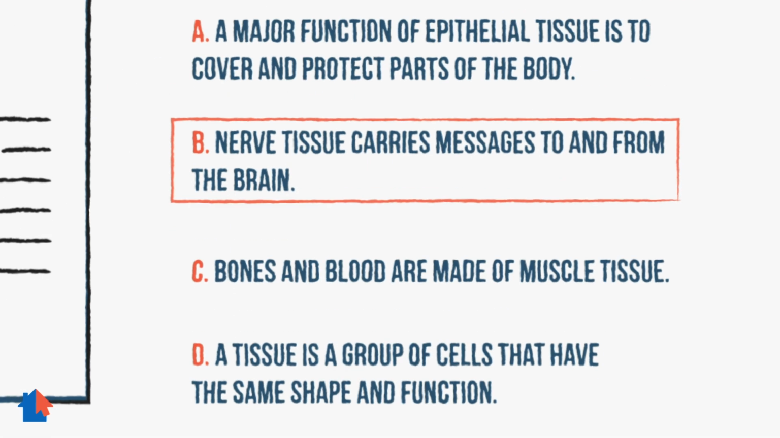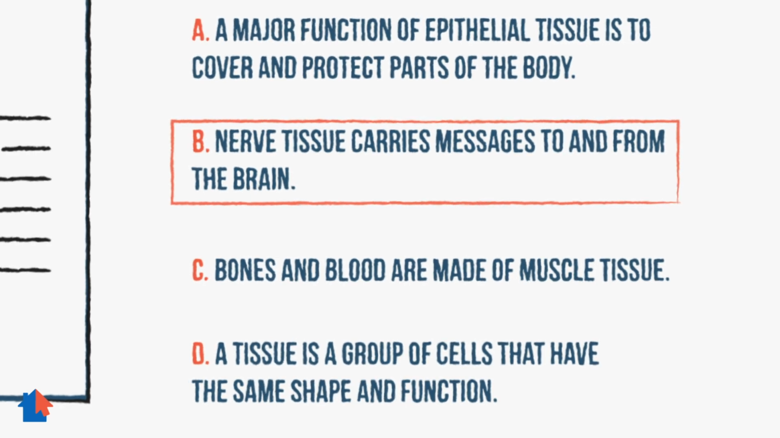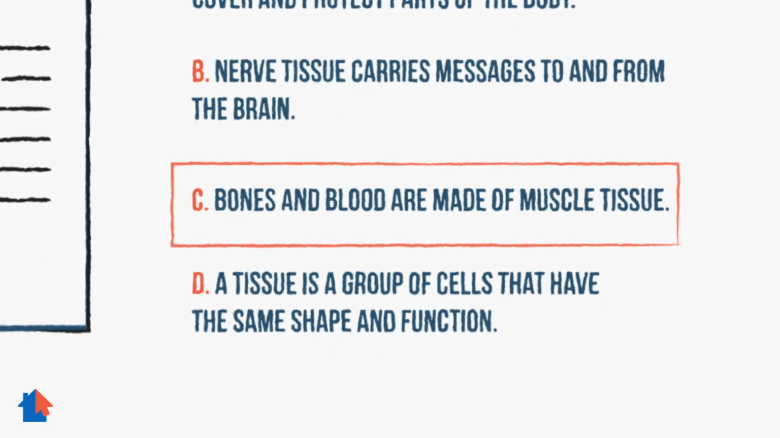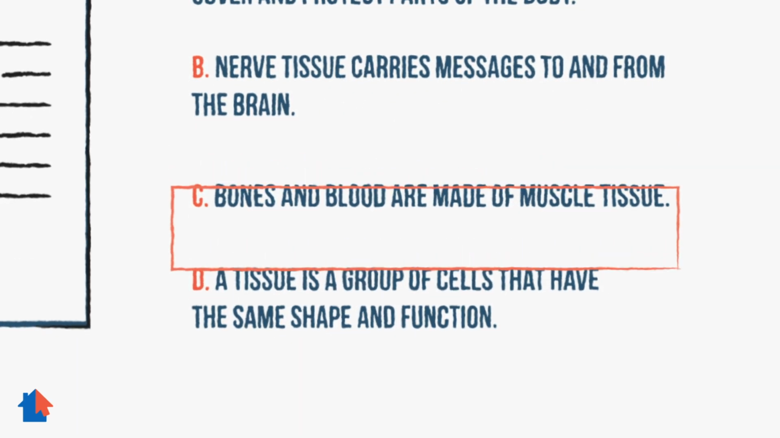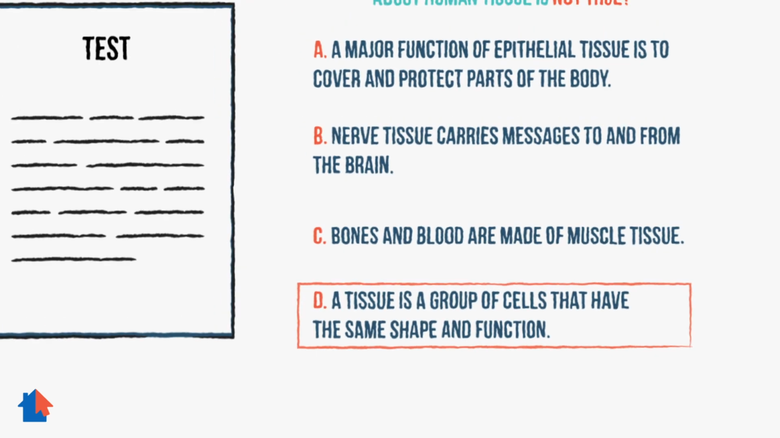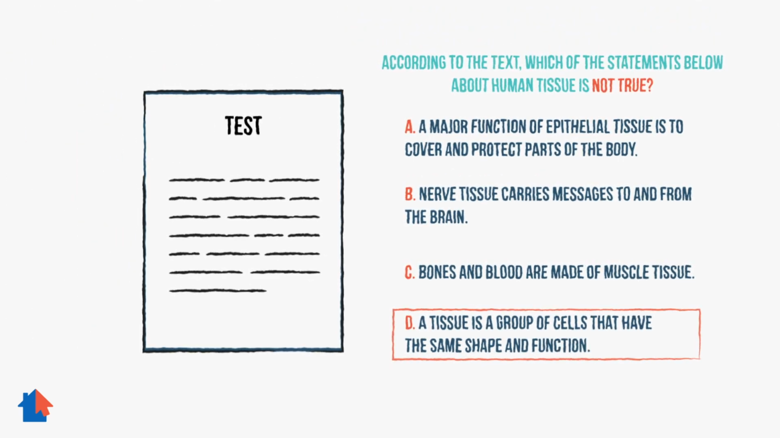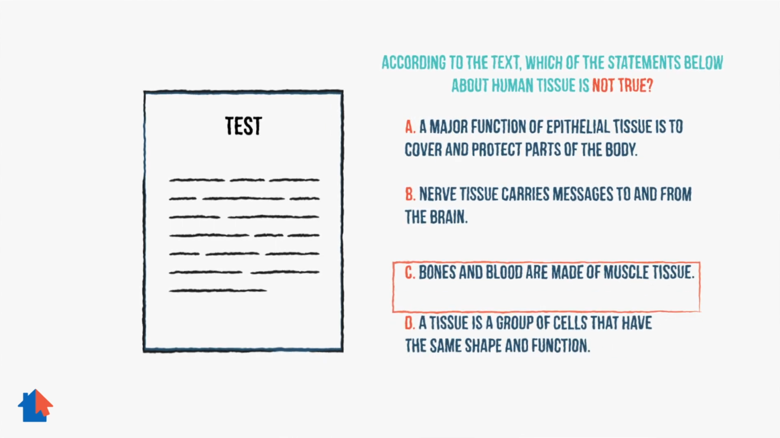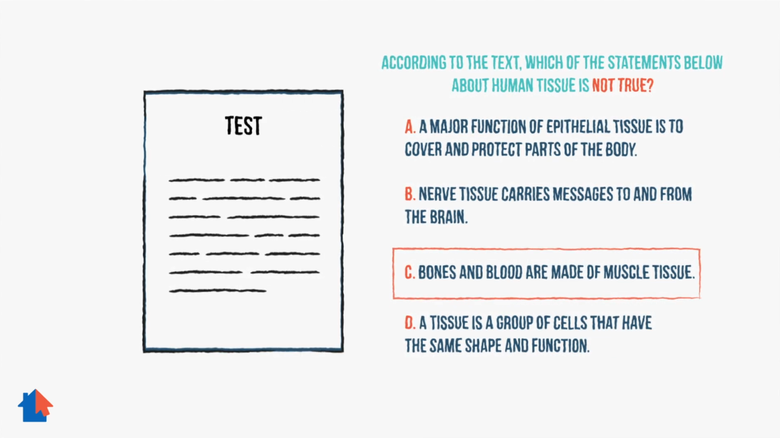Statements A and B seem to fit with the text, but C does not match what the text told us about muscle tissue. Finally, D seems to agree with the text. We'll also check the question one more time to make sure we understand it. This question is asking you to find which statement is not true, so we're looking for a statement that isn't true. The untrue statement is C, so C is the correct answer.